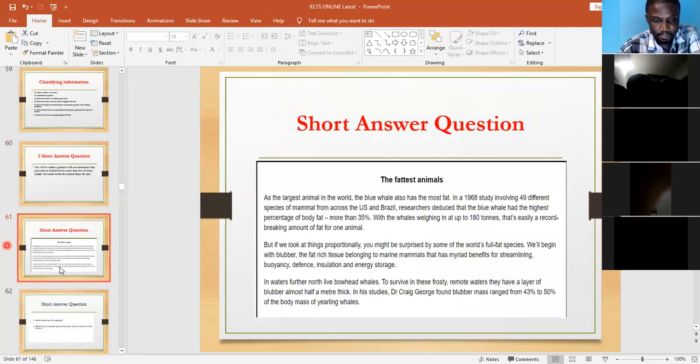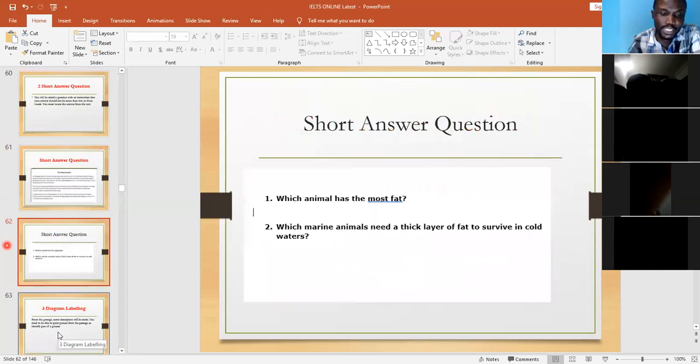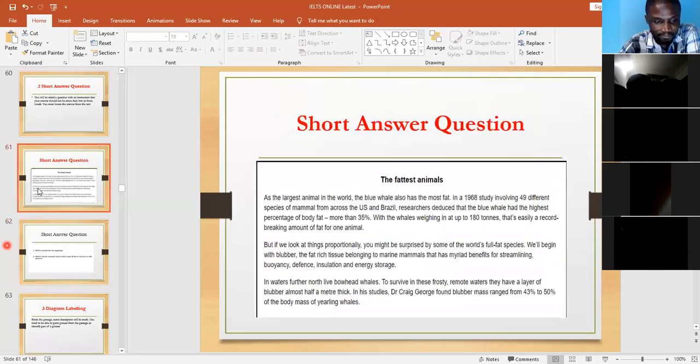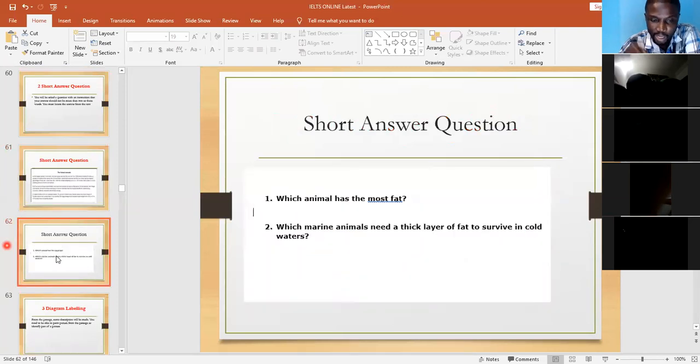The fattest animal. The question will come in this format: which animal has the most fat? If you read, "as the largest animal in the world, the blue whale has the most fat." As a matter of fact, the first sentence has given that answer. The blue whale has the most fat. So you are just going to answer question 1, blue whale.